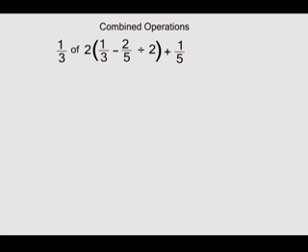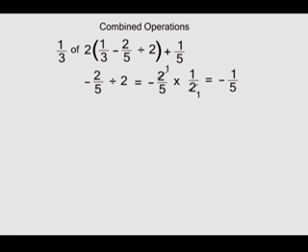Next, combined operations. Now the order BODMAS is used in working combined operations. For example, 1 over 3 of 2 times (1 over 3 minus 2 over 5 divided by 2), close the bracket, plus 1 over 5. We start with the bracket, and again inside the bracket we shall start with division. So we shall have minus 2 over 5 divided by 2. That becomes minus 2 over 5 times 1 over 2, which gives us minus 1 over 5.